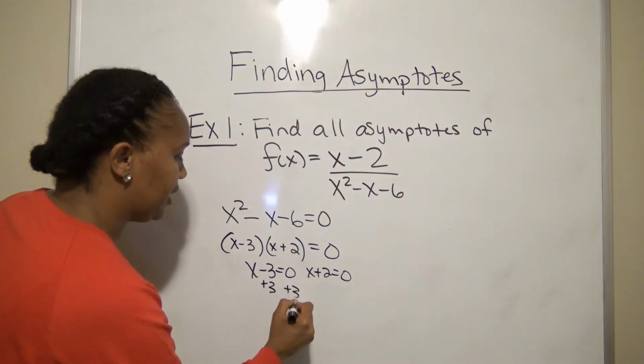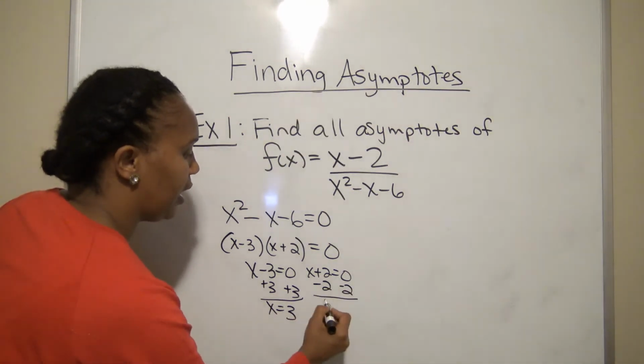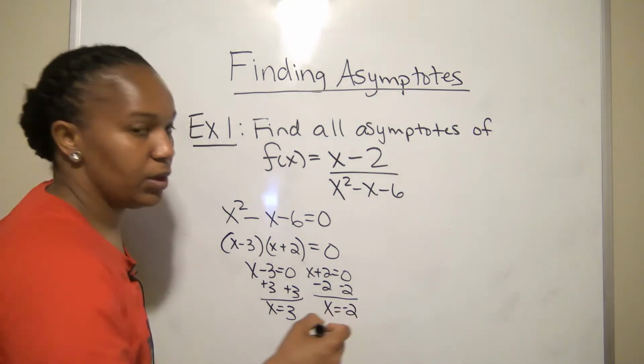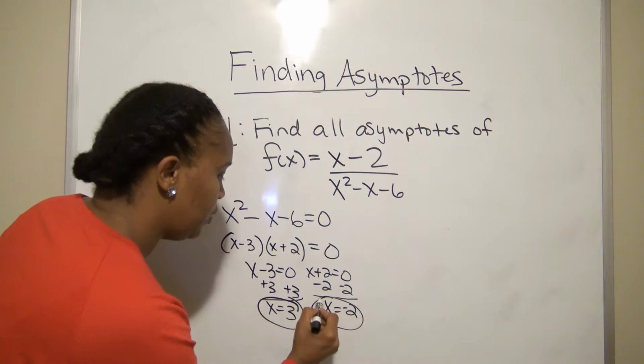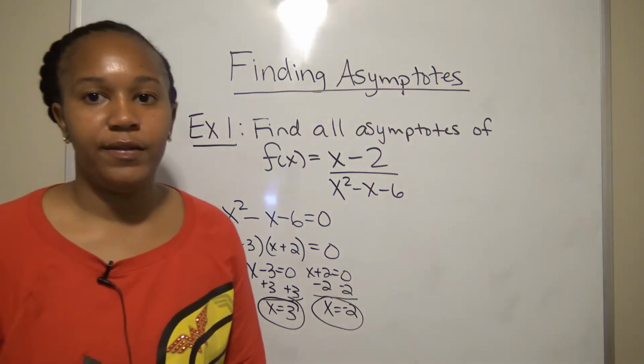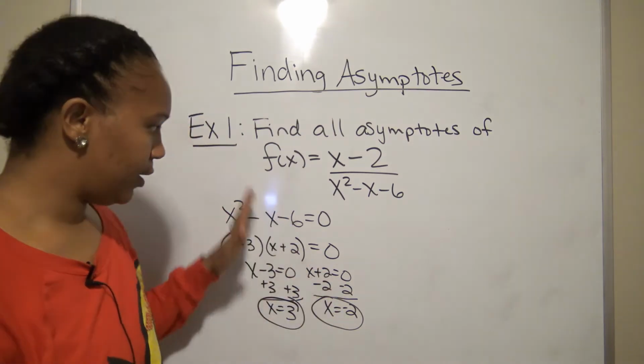Add 3 to both sides here. You get x is equal to 3. Subtract 2 from both sides here. You get x is equal to -2. So you get two vertical asymptotes, x equal to 3 and x equal to -2. So that's the first asymptote, the vertical asymptote.